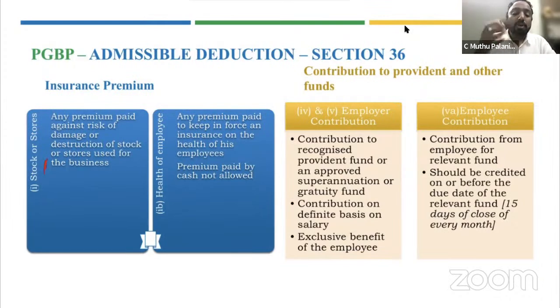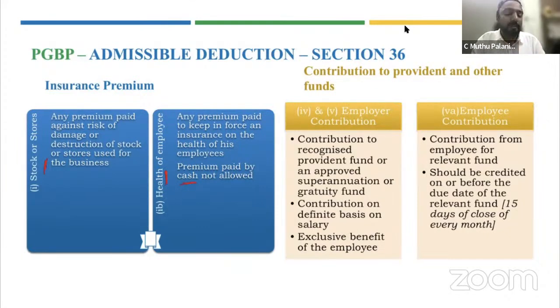And when you talk about health of employees, health is nothing but damage or destruction of employees' lifestyle. So that is also kind of damage or destruction only. So premium paid for health of employees is also covered here. And one thing that you have to keep in mind is cash payment, cash premium payment is not allowed in case of medical premium. So health of employee cannot be allowed if it is in cash. So that is insurance. Moving on, the next thing that we'll understand is PF and other funds.